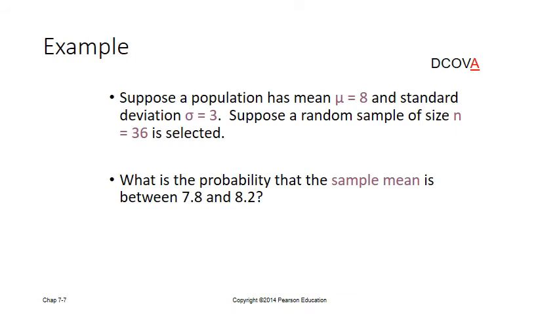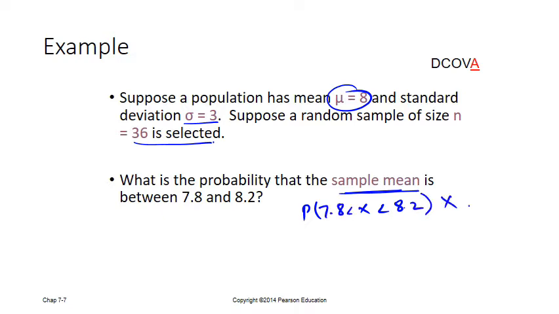Suppose a population has mean mu 8 and standard deviation 3, and a random sample of size n equals 36 is selected. What is the probability that the sample mean, before it was given x, but now we are dealing with sample means, is between 7.8 and 8.2? If I look at this example from the previous topic, it should be written as: find the probability that x is less than 8.2 and greater than 7.8.